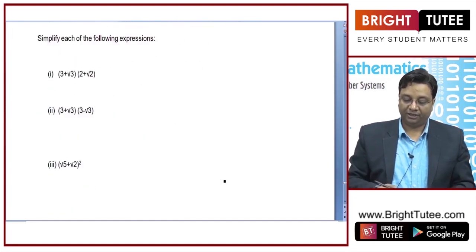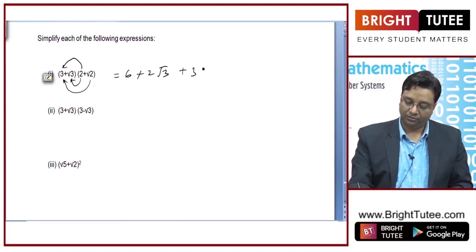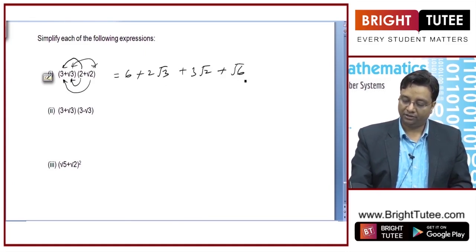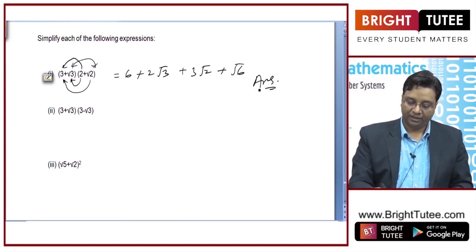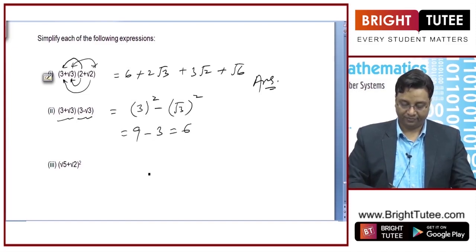Simplify each of the following expressions. Now we just need to multiply these brackets, which is very simple. 2 into 3 is 6, 2 into root 3 is 2 root 3, 3 root 2, root 2 into root 3 is root 6. So this is the answer. Look at this one, a plus b, a minus b. So a square minus b square. This is 9, this is 3, so 6 is your answer.